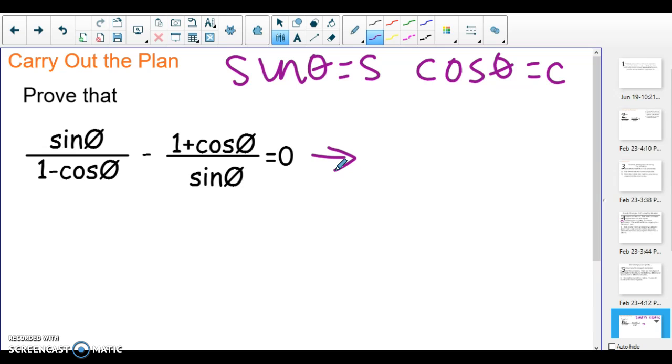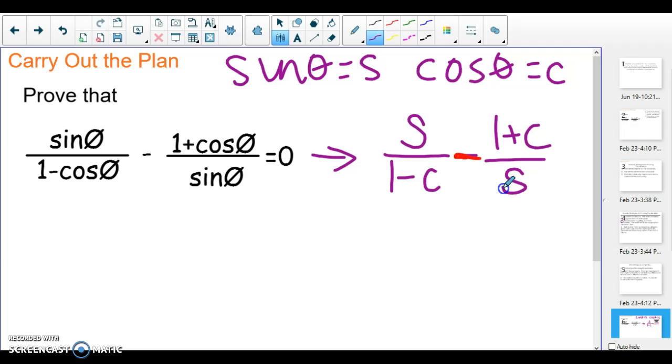So I've got sine theta, so I'm going to write S over 1 minus C, minus, and that minus is going to be super, super, super important right there. Now we've got 1 plus C all over S, and that equals 0. I don't want to forget about the 0 part. Now, in algebra, this seems like a simpler problem for me to solve. So I'm going to use some color just to be able to differentiate where things are.